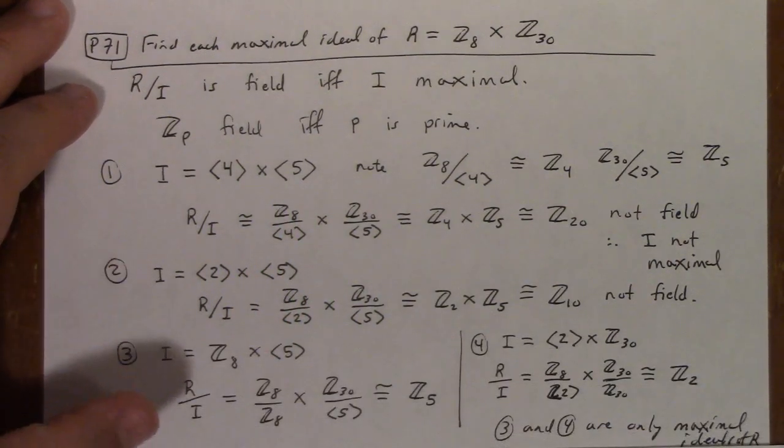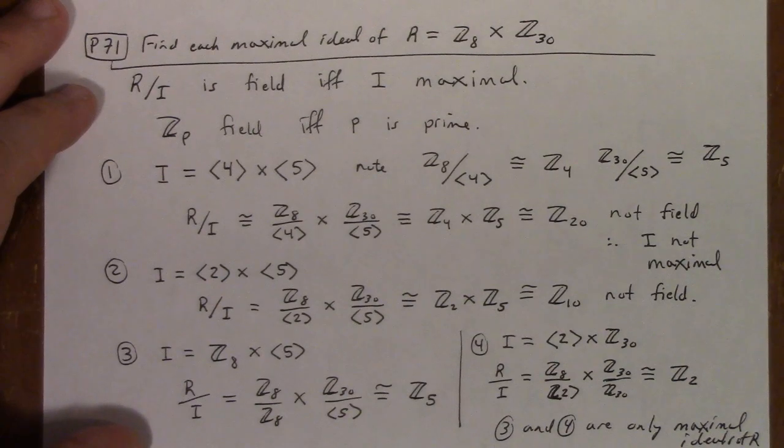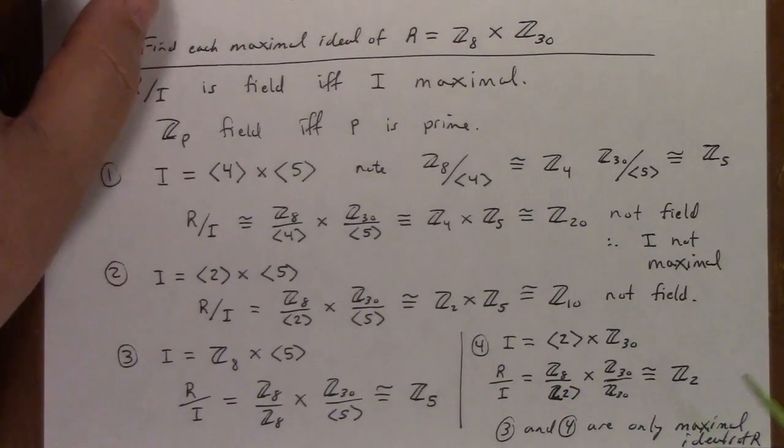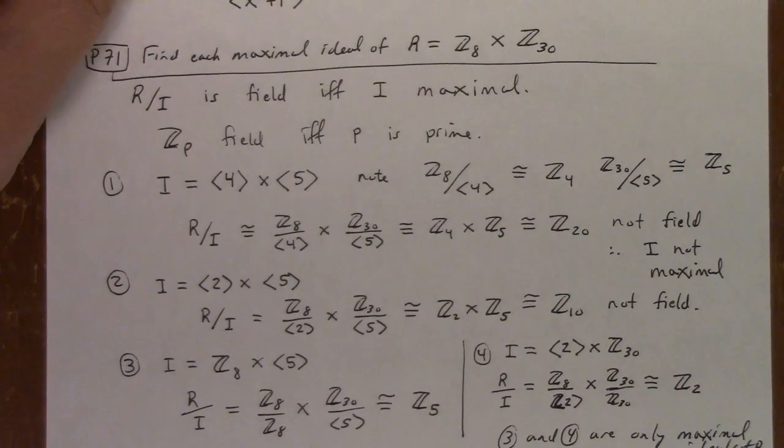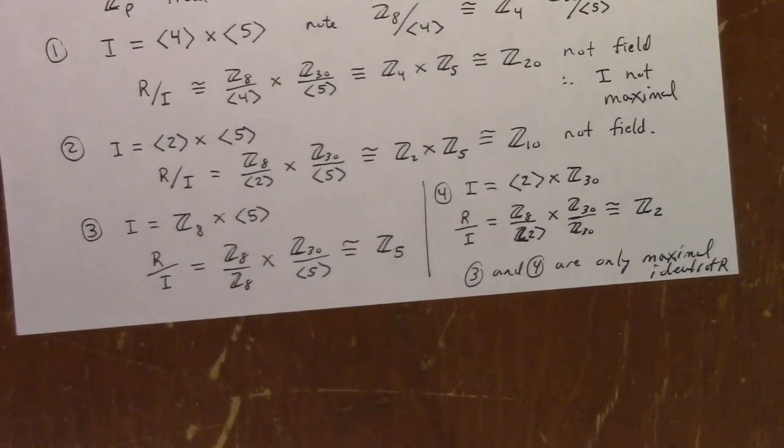On the other hand, if we take the ideal Z8 cross Z5 mod the principal ideal generated by 5 like this, then that gives me Z5, and that's a field. Therefore, I is maximal, and here's the other maximal ideal, like that. I believe those are the only ones. I think I got everything on camera here.